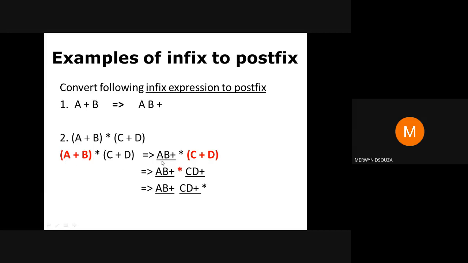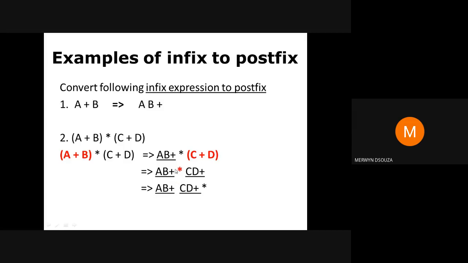The moment something is solved, underline it. Make a habit of underlining. If you don't underline, you will get confused when the expressions are bigger. You will not get such simple expressions in exams. When you underline it, you know that portion has been solved. For example, in the second step, this entire thing is AB plus, which has to be multiplied with CD plus. The multiply sign goes at the end because it's postfix. If you don't underline, you may get confused where the multiply sign has to go. So underlining helps.